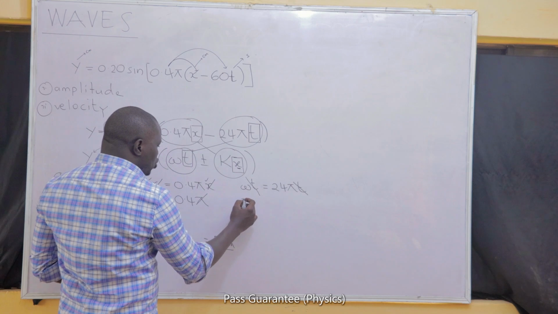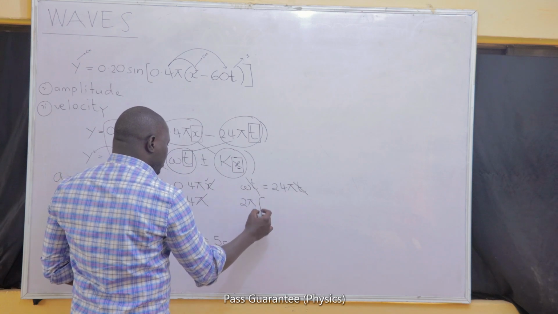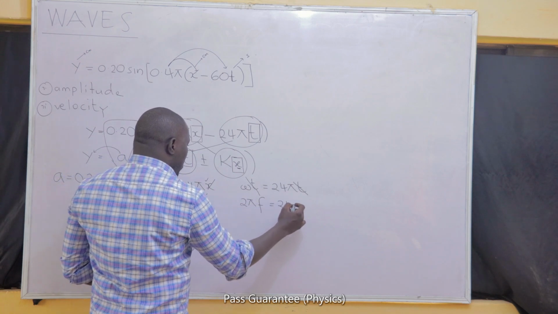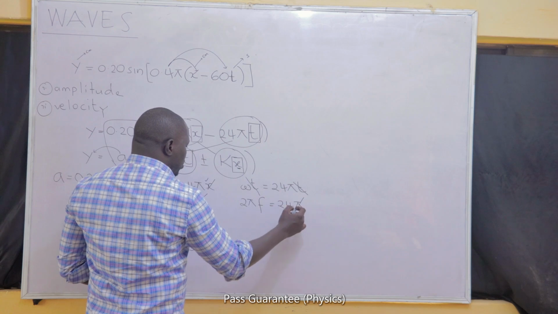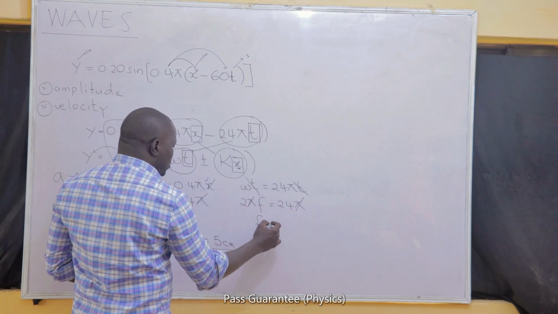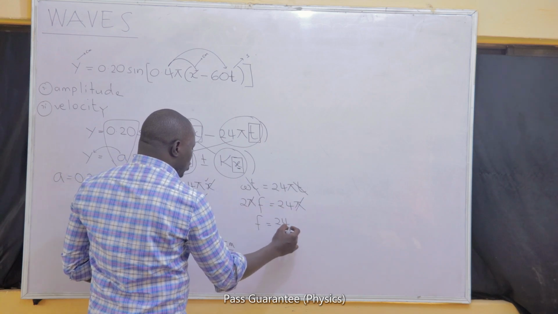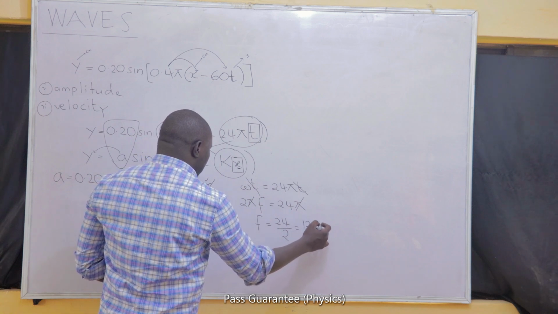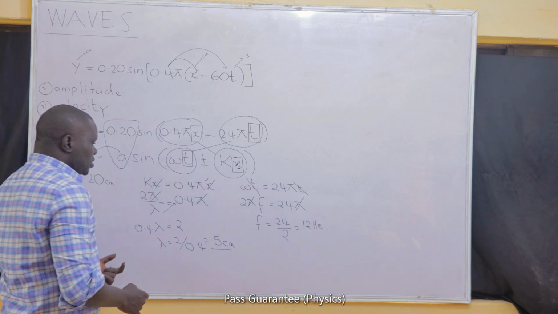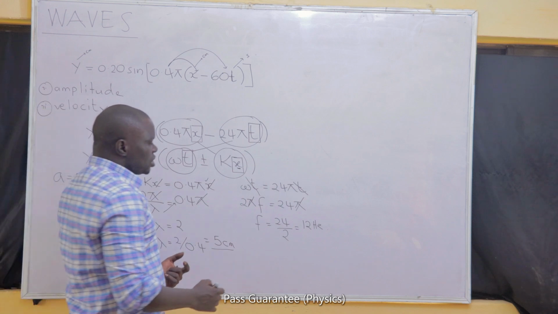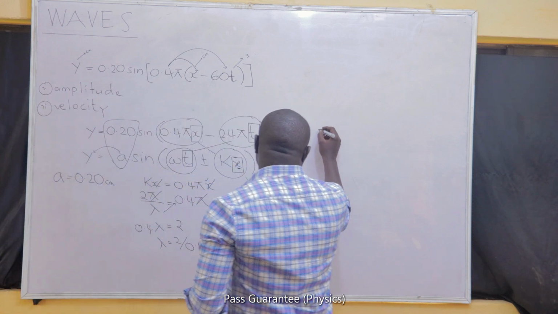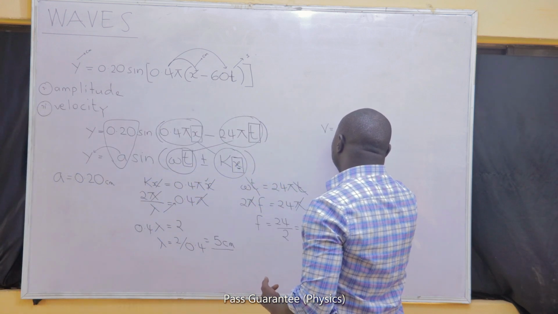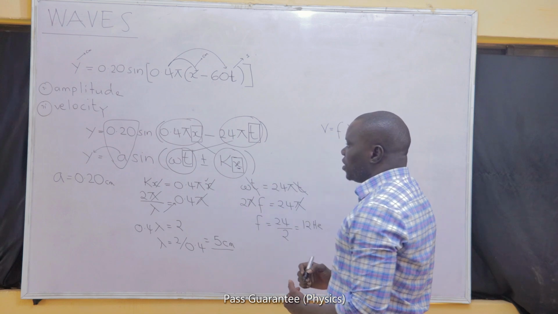Our omega, which is 2 pi f, must be equal to 24 pi. So if we cancel out the pi, f ultimately becomes 24 divided by 2, and 24 divided by 2 is 12 hertz. If that is the case, we can now determine the velocity. The velocity of this wave, mind you, is f lambda. That's the formula for finding the velocity.